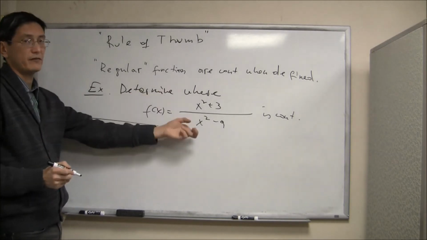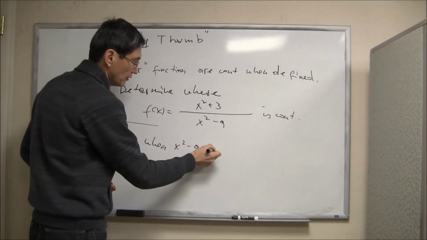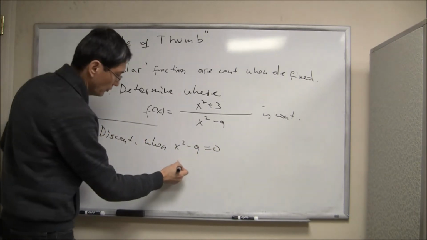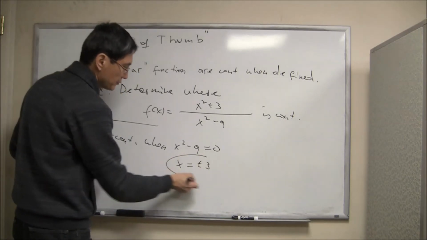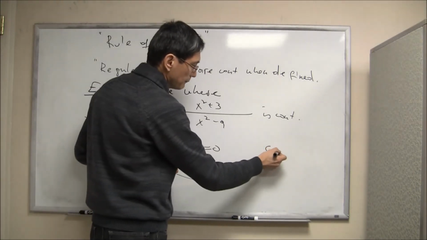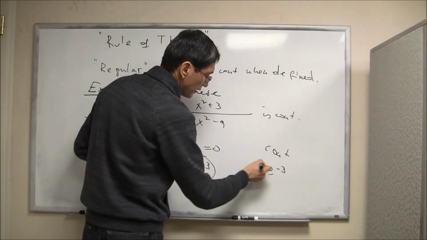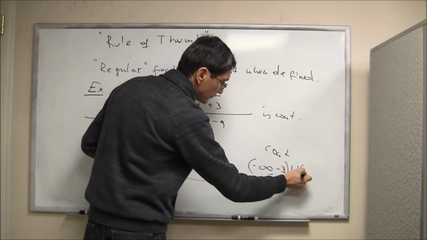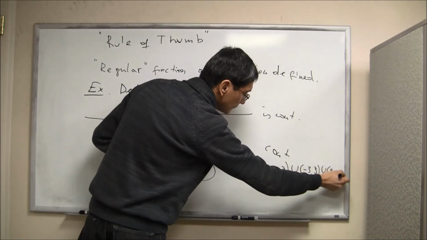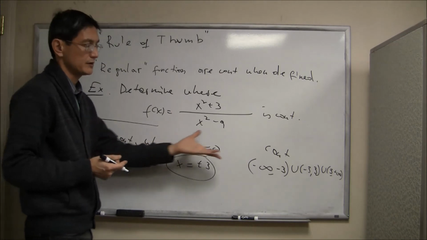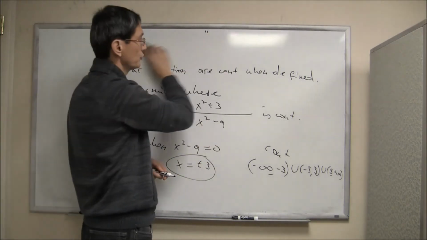The only problem that we have with this fraction is when the denominator equals 0, because we cannot divide by 0. So that is when x equals plus or minus 3. So it is discontinuous at these points, and continuous everywhere else: from negative infinity to negative 3, plus from negative 3 to 3, plus from 3 to plus infinity. You will either say whether it's continuous or say whether it's discontinuous. So let me try another example on how to use the rule of thumb.